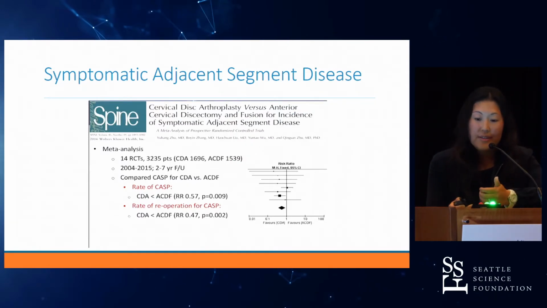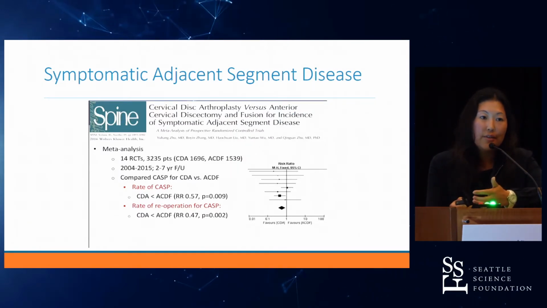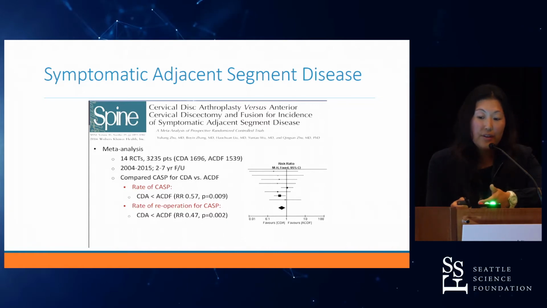Here's a recent meta-analysis. There's just so much data now: 14 RCTs, over 3,200 patients with 2 to 7 year follow-up data. When you look purely at the rates of adjacent segment disease and surgery for adjacent segment disease, it really favors the total disc arthroplasty over ACDF.